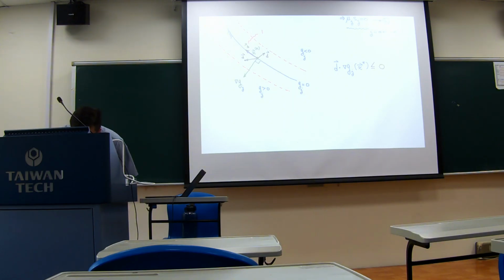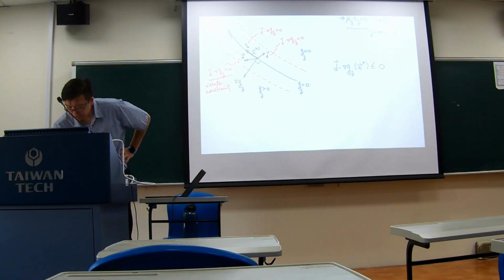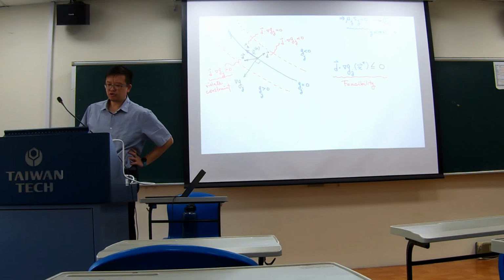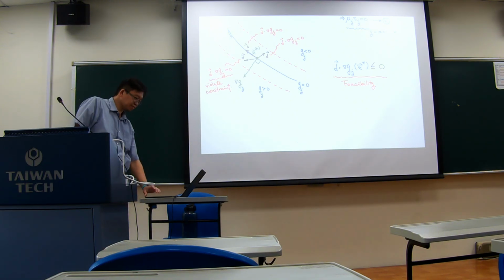In this case, d dot gradient gj equals 0. In this case, d dot gradient gj is negative. In this case, d dot gradient gj is positive, and this one would violate the constraint. So that is not okay. So the rule for feasibility of Gj is this. That's the rule. Okay?